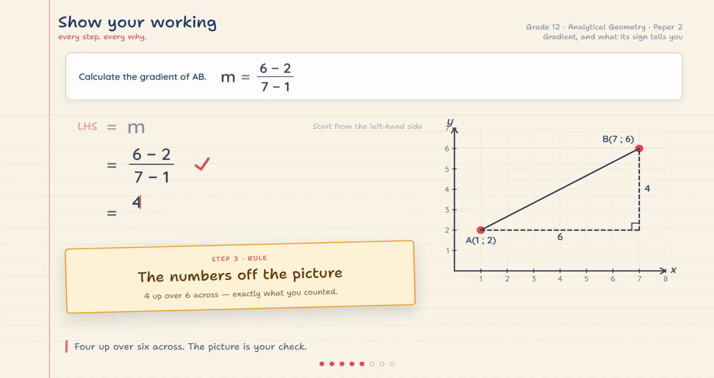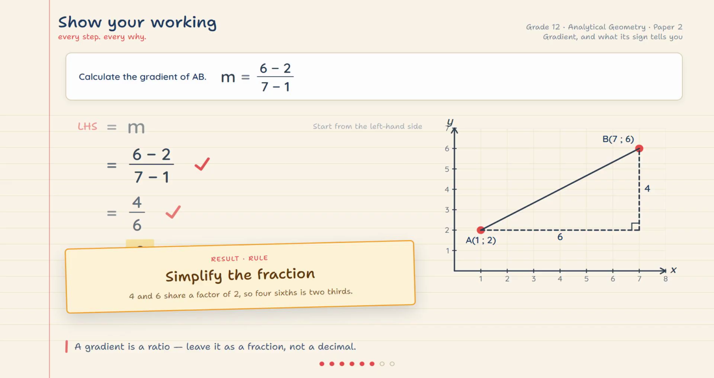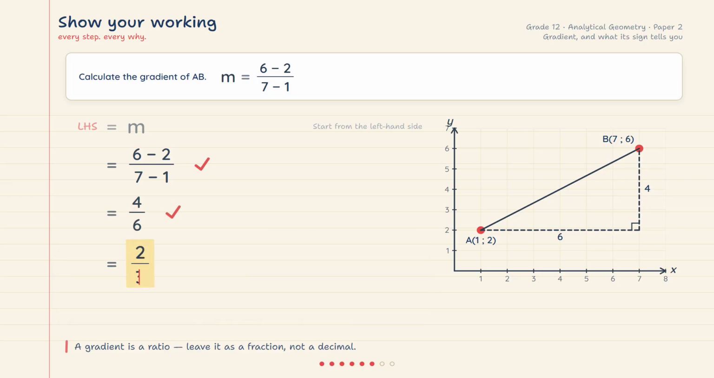Six minus 2 is 4. 7 minus 1 is 6. 4 over 6. And there are the two numbers you counted off the grid in the right order. If the fraction you get does not match the picture, one of the two is wrong, and the picture is usually right. 4 and 6 share a factor of 2, so 4/6 is 2/3.